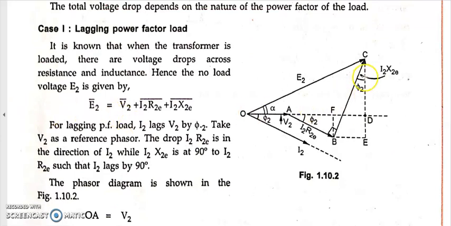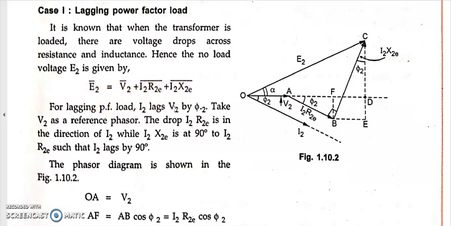So to draw this, one thing that is very much needed is this equation, the equation at the secondary side. So we are going to name things now. We know that OA is equal to V2. AF is equal to what? AF is equal to AB cos phi 2. How did we get this, AF equal to AB cos phi 2?